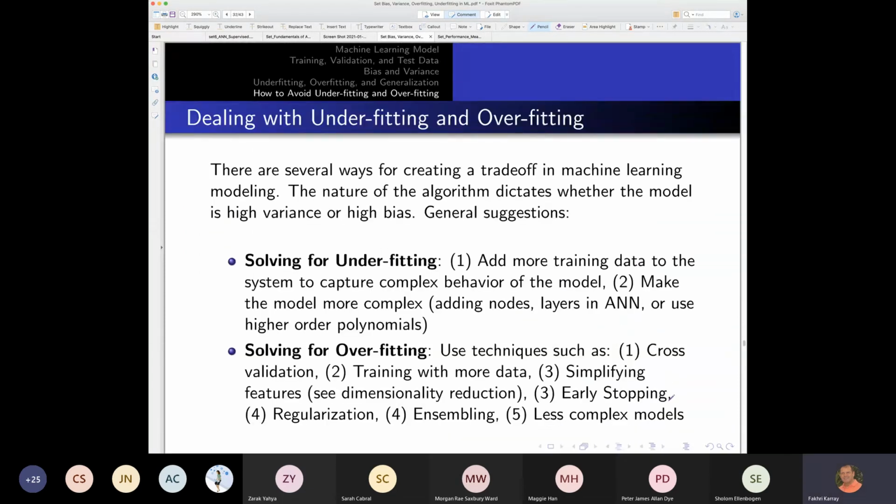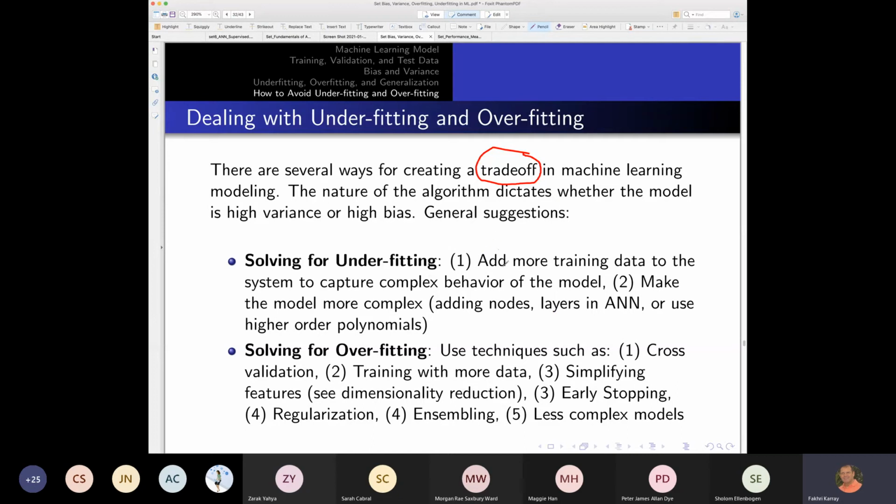How to avoid underfitting and overfitting. So there are ways here to tackle these particular aspects, and I would like to express them quickly for you. So there are several ways for creating a trade-off in machine learning. So that's the word that I would like you to remember, trade-off. You don't need to have an excellent training model, but at the same time, very bad testing type of model. So solve for the underfitting.